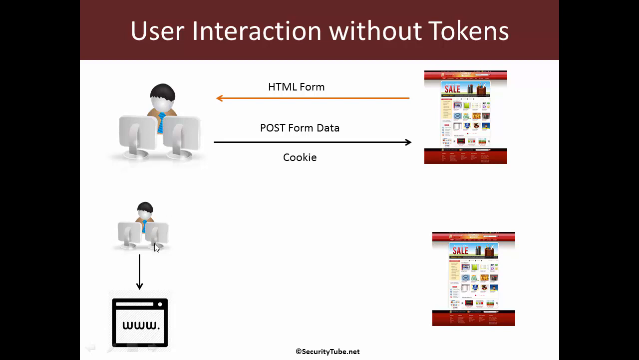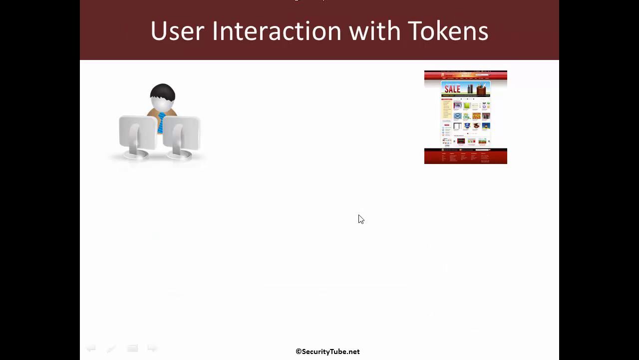Now, when the user visits the attacker controlled site, his browser automatically ends up sending the POST form data along with the cached cookie for the e-commerce website. Now, from the e-commerce website standpoint, it receives all the data it requires, pretty much identical to what the real user had sent, and hence it happily accepts and the operation goes through. Now, let's try and understand what happens when we use tokens.